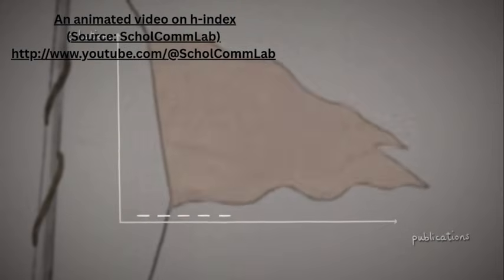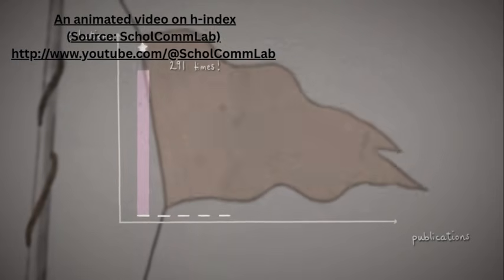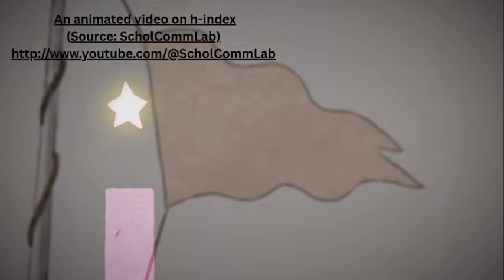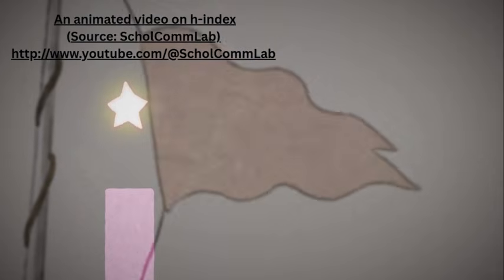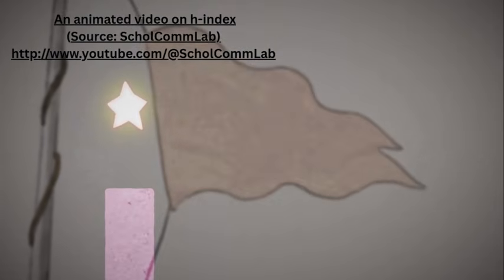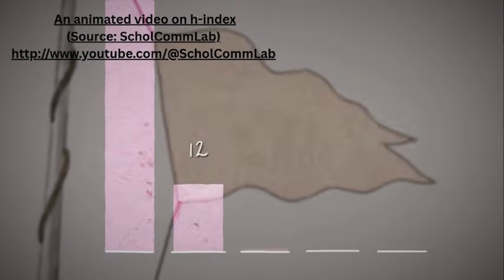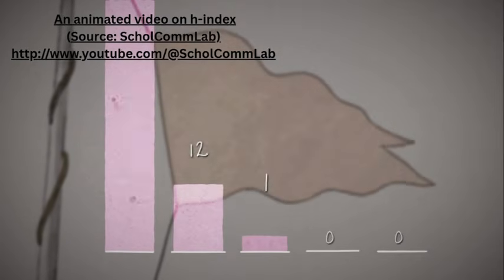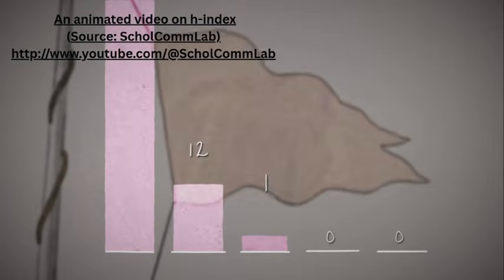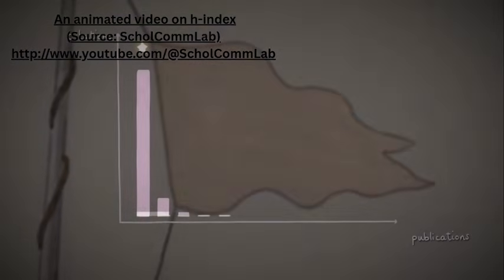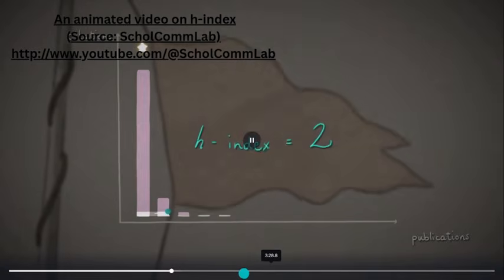Mariam has 5 peer-reviewed publications so far, and one of them has been cited 291 times. She is very proud of it because it's her first authored journal article, and it was published in a very important journal in her field. Mariam has 4 other papers. One was cited 12 times, another was cited once, and the other 2 were just published and have not been cited yet. Since she has 2 publications that received at least 2 citations each, her H-index is 2.